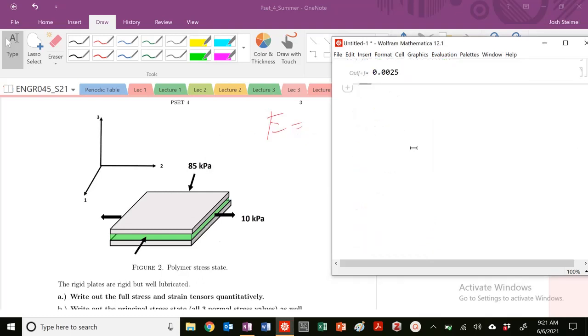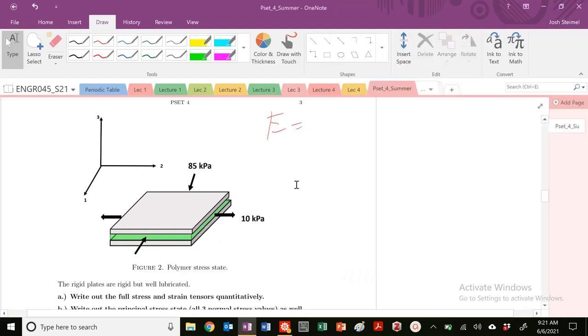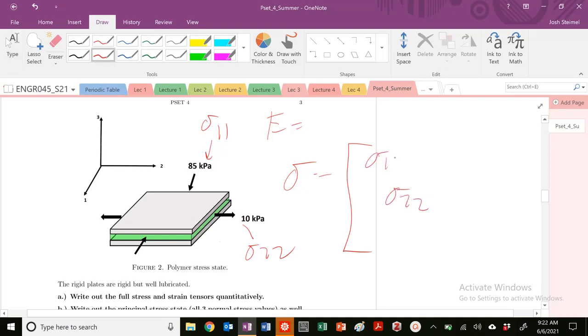So if I'm dealing with a metal, my Young's modulus is approximately 100 gigapascals. My Poisson's ratio nu is equal to 0.3. We'll go ahead and get that. My stress tensor now: this is going to be my stress in the 2-2, this is going to be my stress in the 1-1. Let's write that down first. I've got stress in the 2-2, stress in the 1-1, and this is going to be negative 85 because I'm in compression. All of my shear stress values are 0 because I'm well lubricated.